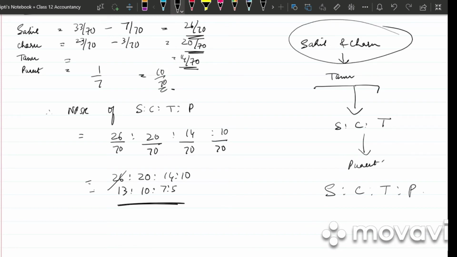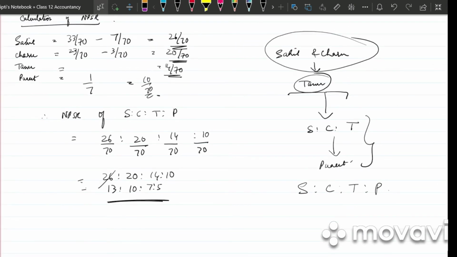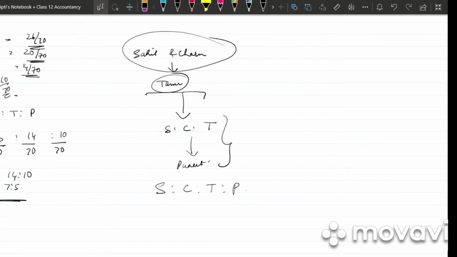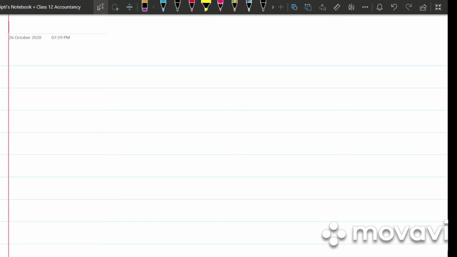First, Sahil and Charu, we find out the new ratio between Sahil, Charu and the new partner Tanu, and after that we find out the ratio of Sahil, Charu, Tanu and Puneet. It is the same way we did yesterday's problem, that is calculating our sacrificing ratio, and then to find out the new ratio, that is old ratio minus sacrifice ratio. So clear?